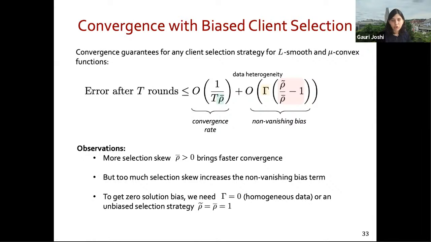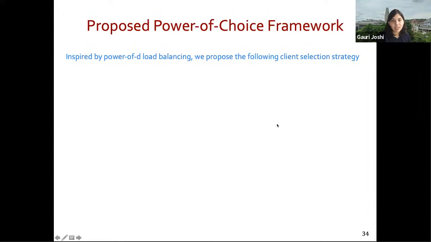So what we want to do is to come up with a selection strategy that finds a good sweet spot between these. We want fast convergence, but we also don't want this second term to blow up. What we propose is based on the power of choice load balancing framework. This is the client selection strategy that we propose.